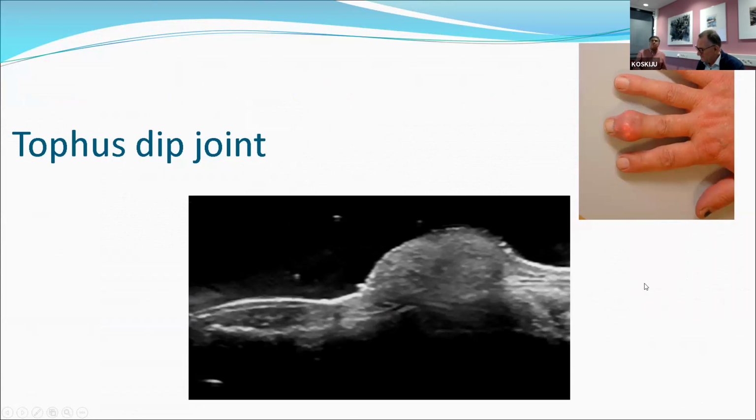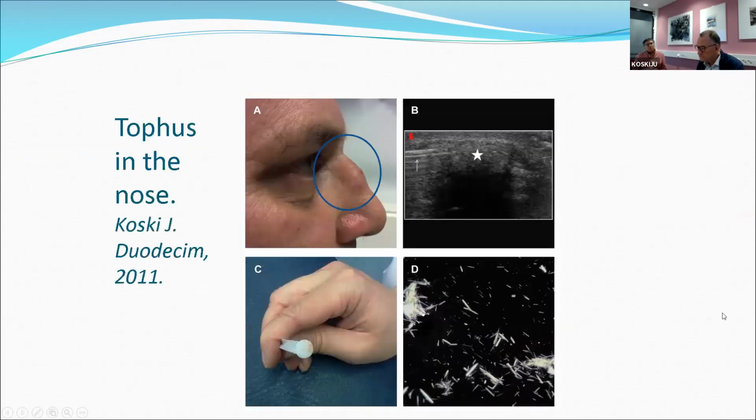Anyway, this is the nail. Nail is here. Tophus in the nose. This was strange. I just put the transducer here and saw echogenic material, put the needle in and caught white material, which was crystals.